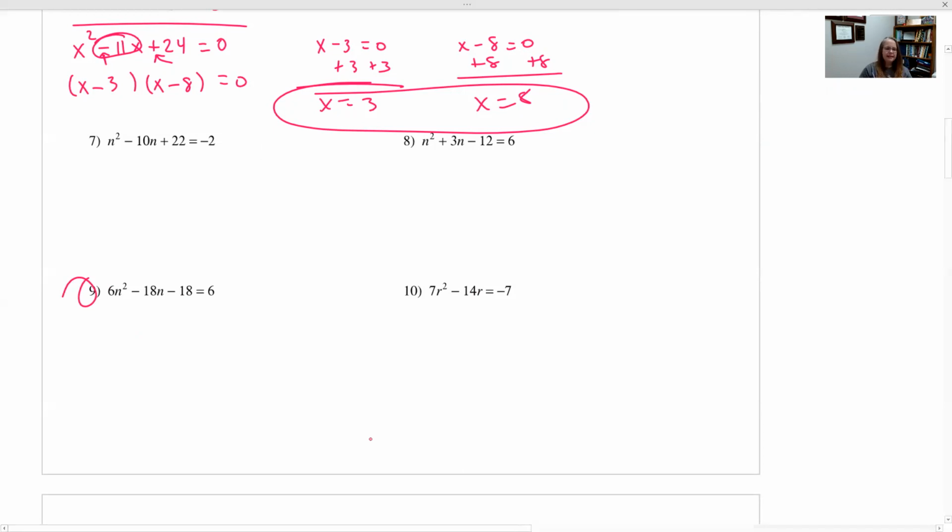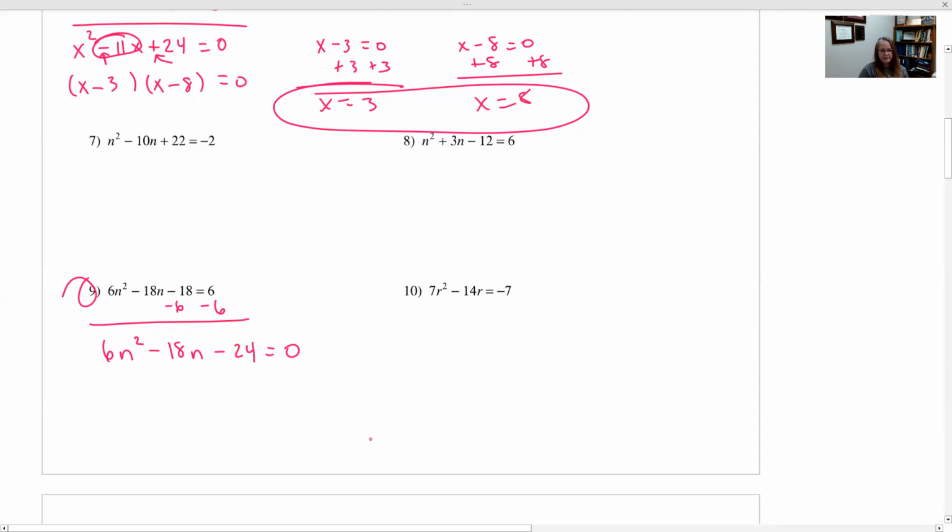So again, I need to make sure my equation equals 0. I need 0 on one side. I don't have that going on for me, so I got to make it happen. I've got to subtract 6 from both sides. And here I have 6n squared minus 18n minus 24. Okay, so I have a quadratic equation.